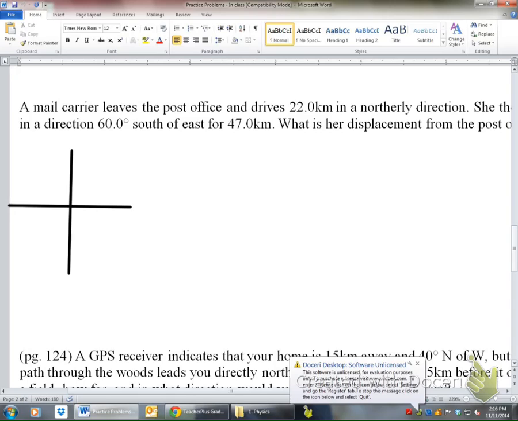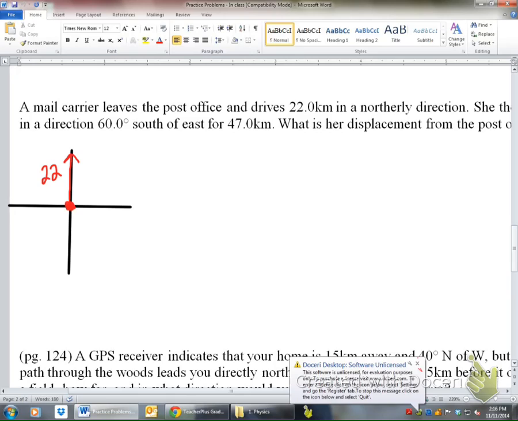And drives 22 kilometers in a northerly direction. She then drives, I think it says drives, in a direction 60 degrees south of east for 47 kilometers. What is her displacement from the post office? So, this is her starting point. The origin is her starting point. She's going to drive 22 kilometers north.